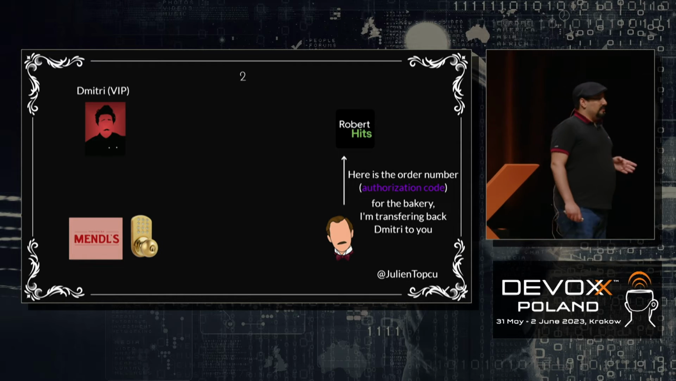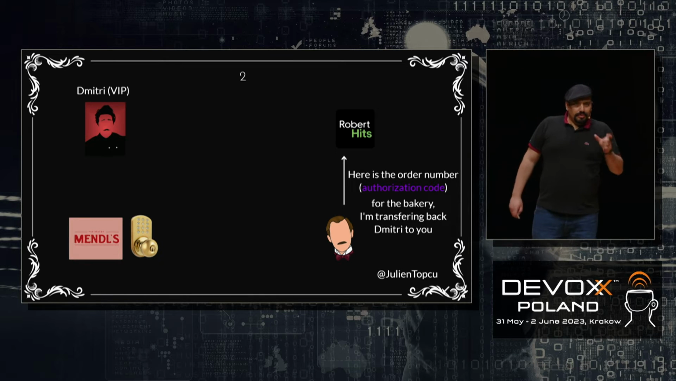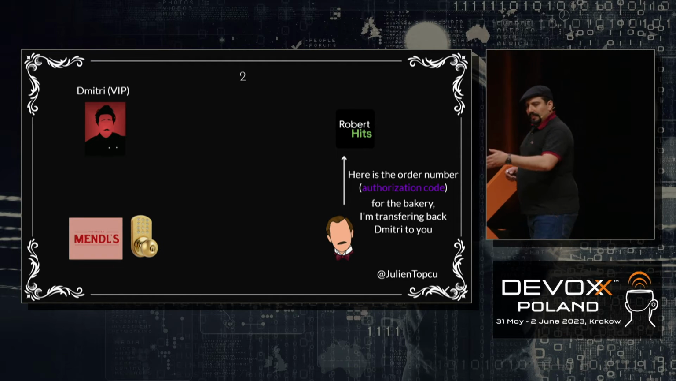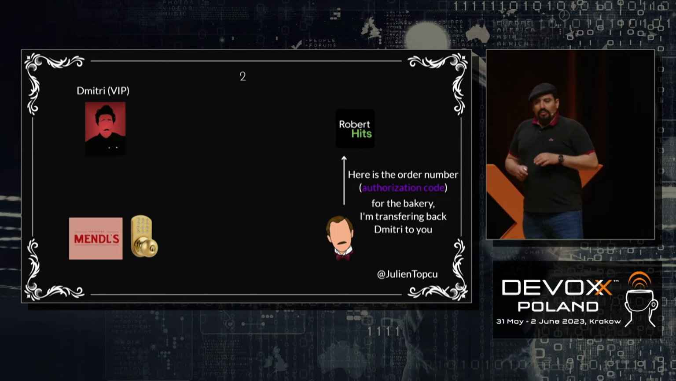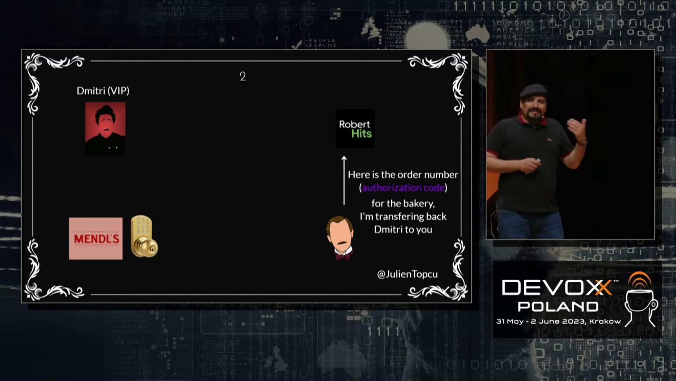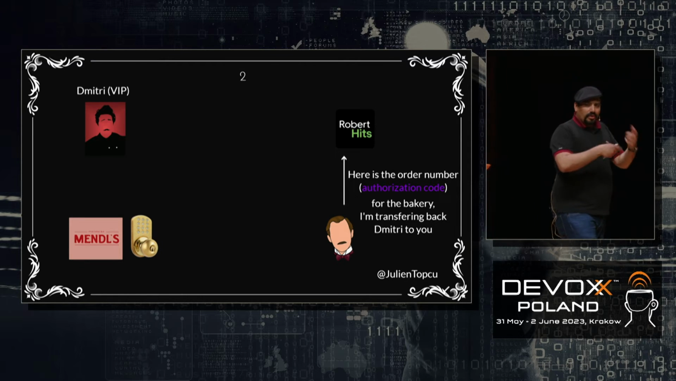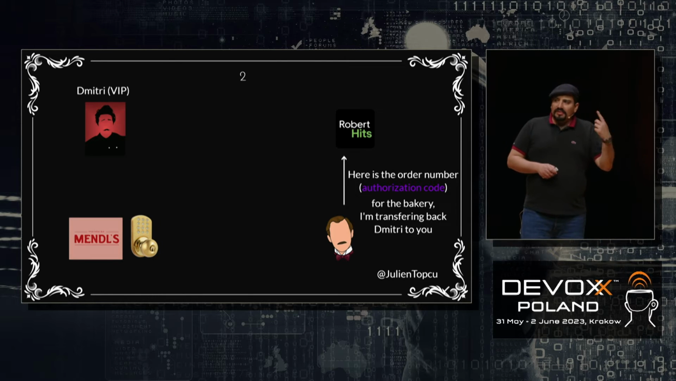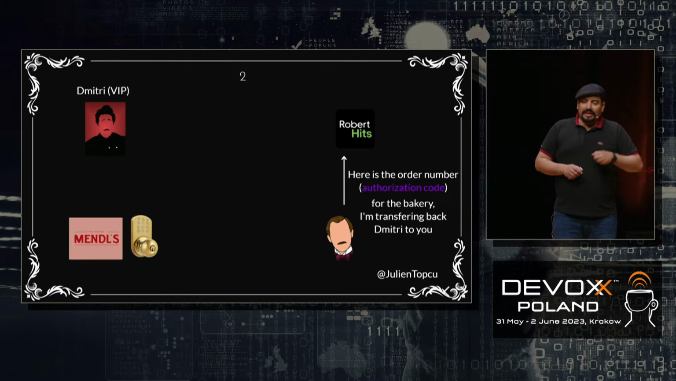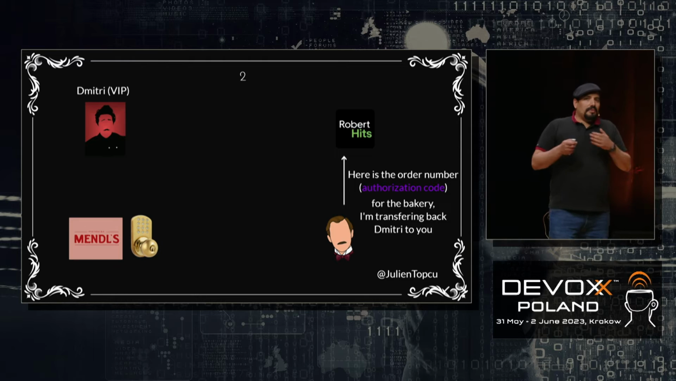But for security reasons, that order number, the authorization code, will be usable for 1 hour. After 1 hour, if the delivery person didn't show up at the bakery, he won't be able to open the door. Because we don't know if Dimitri, after 1 hour, still wants a pastry or something like that. Maybe something goes wrong for some security reason. OK, you will have to do the whole process all over again if the authorization code has expired.